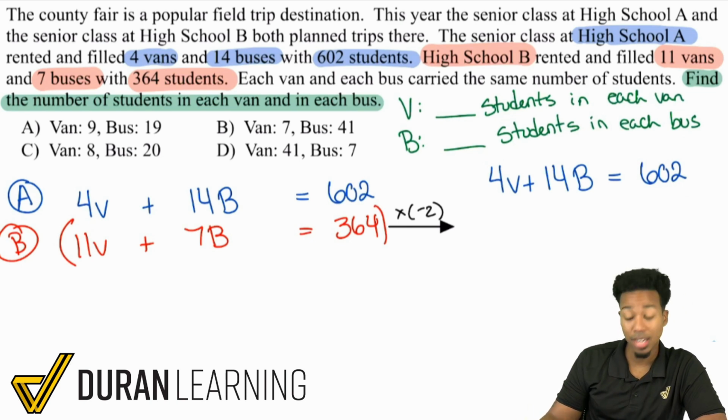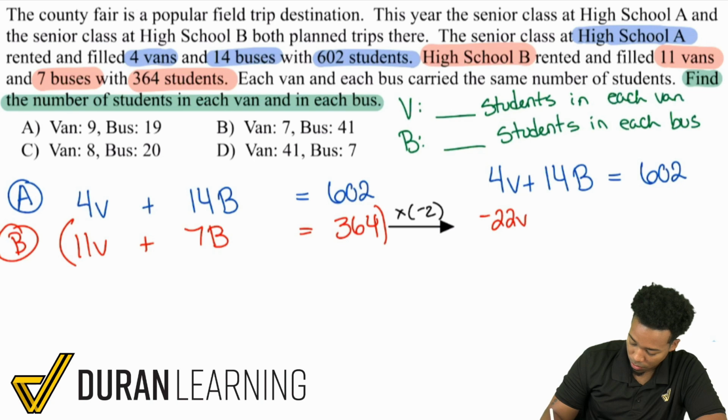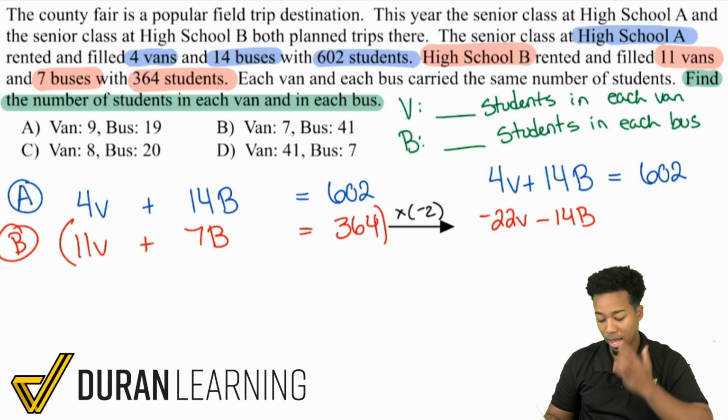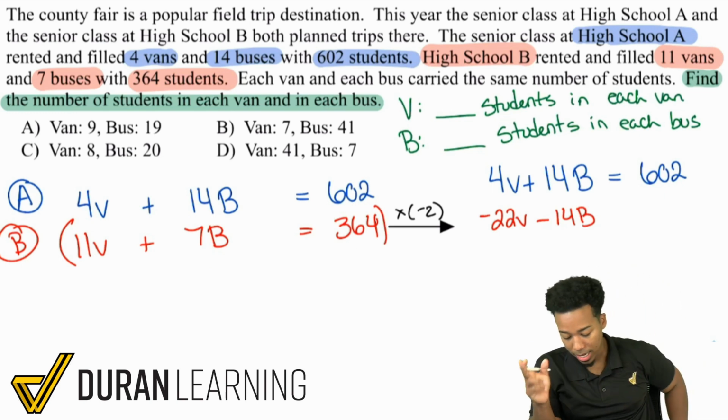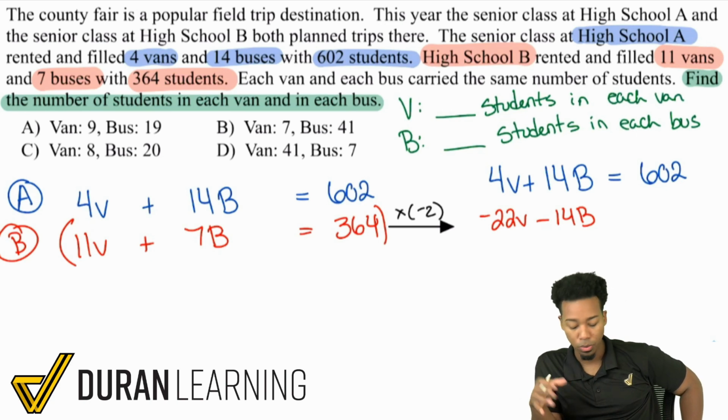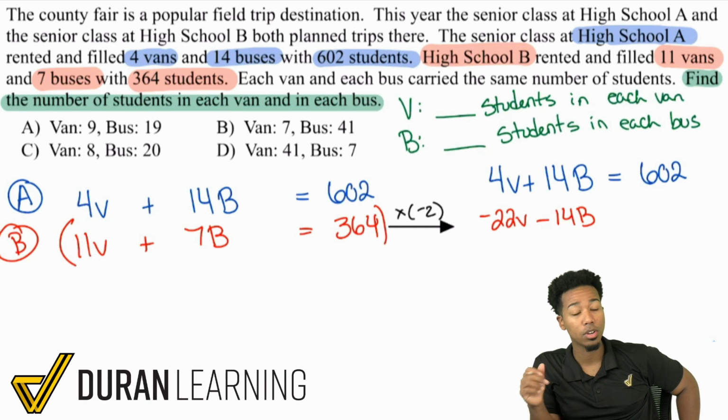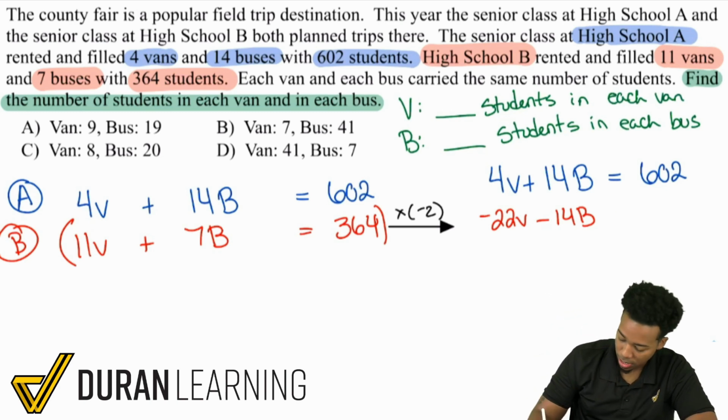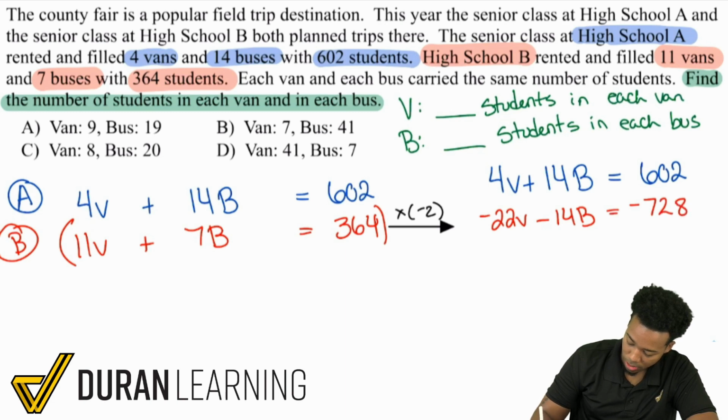So 11V times negative 2 is negative 22V. Then 7B times negative 2 is negative 14B. Then 364 times negative 2 is going to be negative, and then you do some mental math here. 300 times 2 is 600. 60 times 2 is 120. So I have 720 right now. Then from there, 4 times 2 is 8. So that'll be negative 728. You got to know your mental math. It'll help you out greatly here. Negative 728.